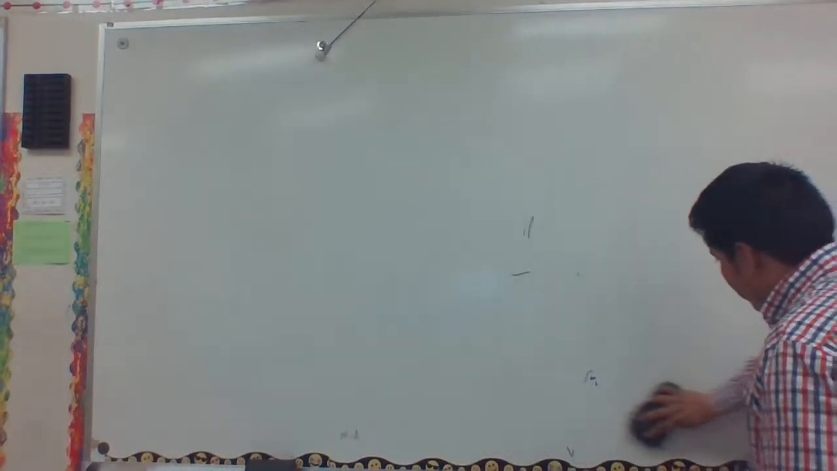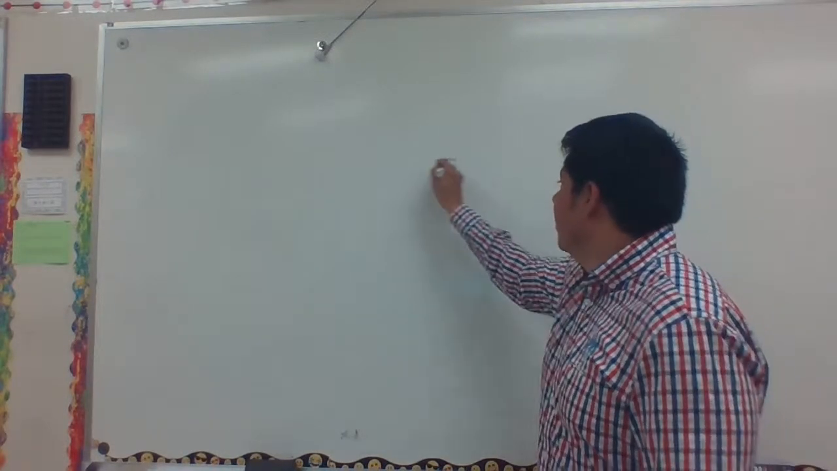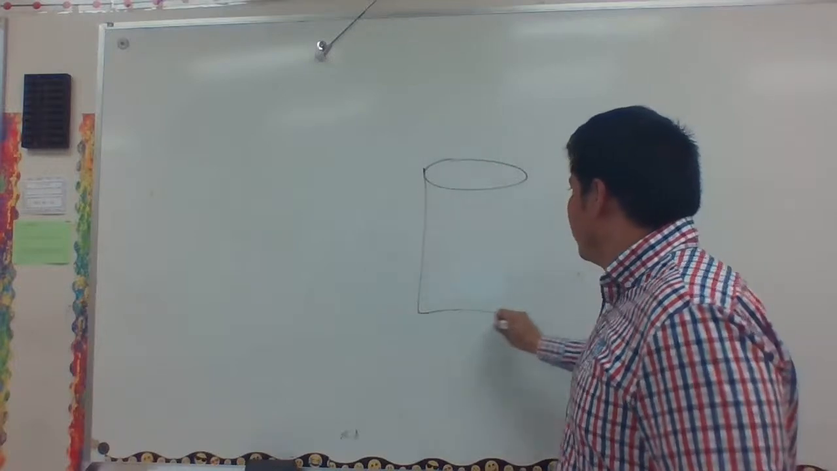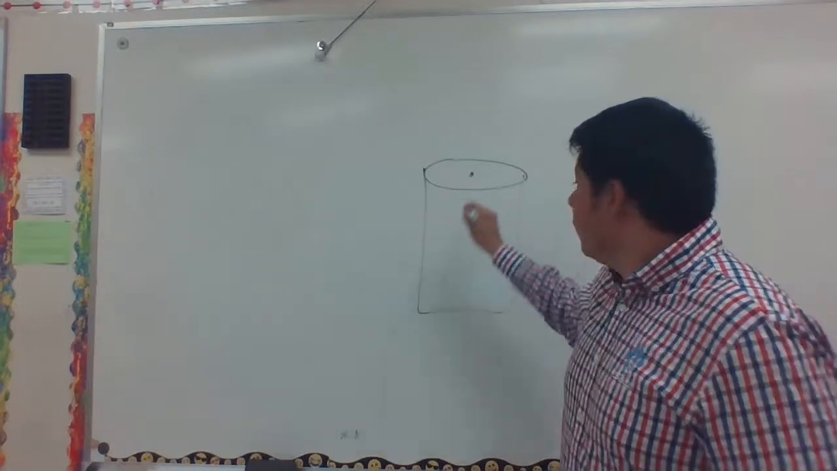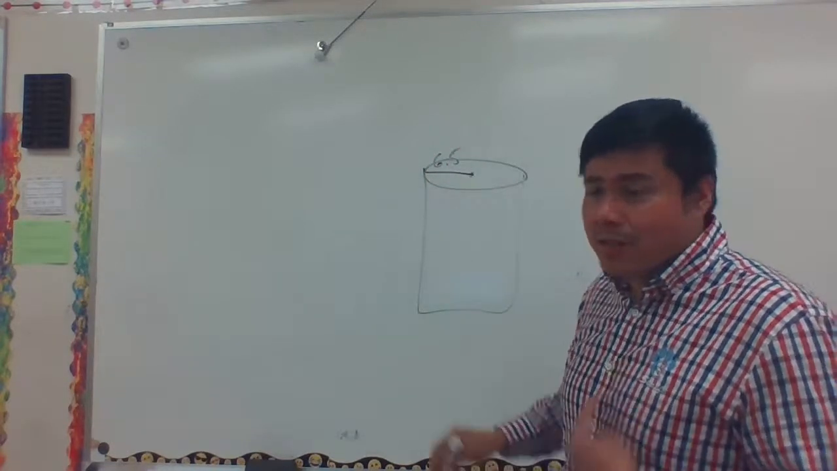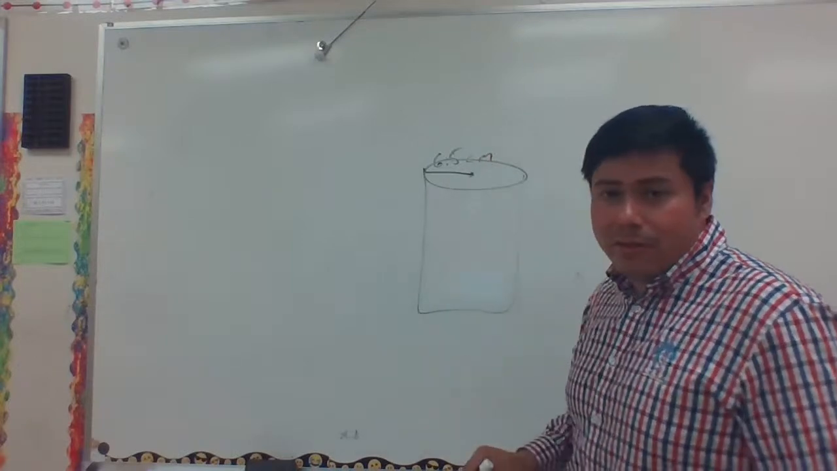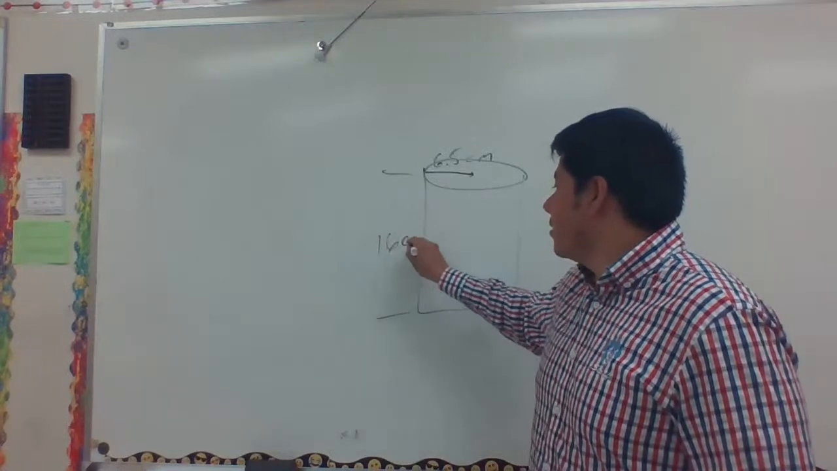Forget about the cube. We're not going to do that anymore. We're just going to focus on the cylinder, okay? I'll give you one last one. This is a cylinder. I'm going to give you the radius. The radius is 6.5 centimeters. And I'm going to give you the height. The height is 16 centimeters.